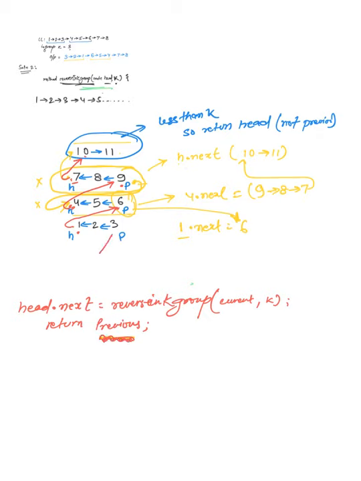So this will be the output from my method. 3 is the output. If you get the head 3, you will see 3 is connected to 2, 2 is connected to 1, 1 dot next is 6, so 1 is connected to 6, 6 is connected to 5, all the way. That's all.